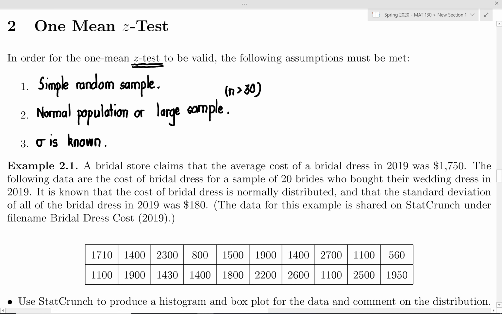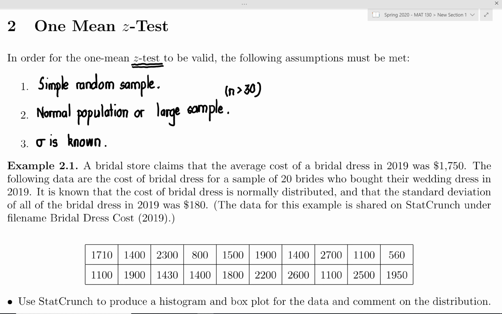So, simple random sample; we want the entire population to be normally distributed, or if it's not normally distributed, we'd need a large enough sample. And finally, we would want to know the population standard deviation. With that said, we are going to look at example 2.1, and this is the example we're going to use to motivate this discussion here.